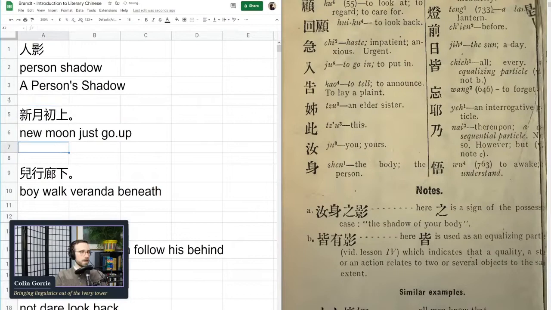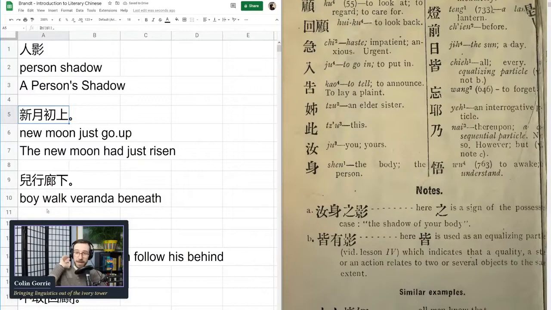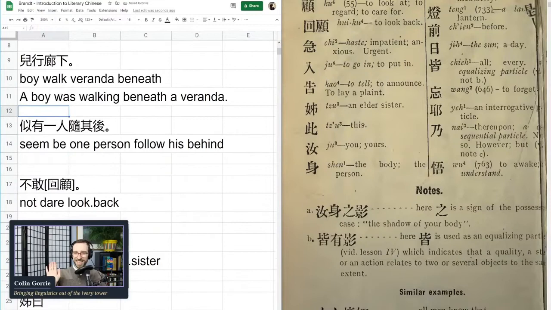The new moon had just risen. If it's the new moon, does that mean that it's dark? That means the whole thing doesn't make sense. Maybe new moon means something different for this author than it does for me. Or maybe I just don't know anything about the moon. That's always a possibility. Okay, the new moon had just risen. A boy was walking beneath a veranda. Lovely, lovely. Sorry, scroll. I will remember, probably.